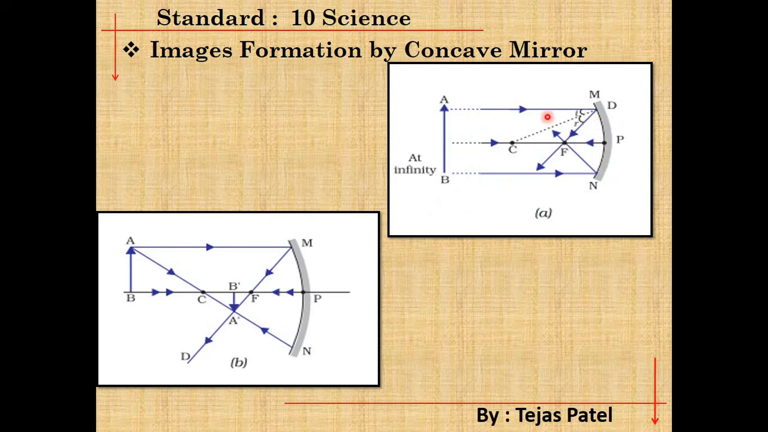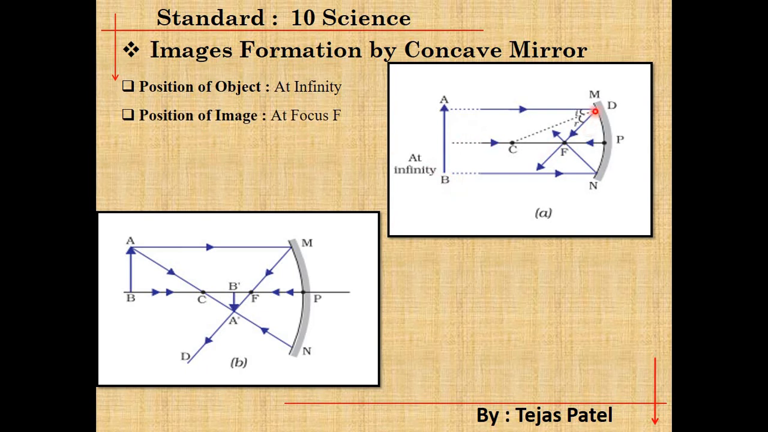So first case, as you can see in the figure, the candle is at infinite distance. As it is at infinite distance, the rays coming from the candle will be parallel to the main line, that is the principal axis. For rays parallel to the principal axis, the reflected ray will pass through F. So the position of the object is at infinity.